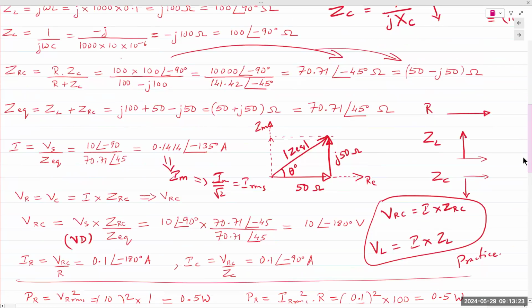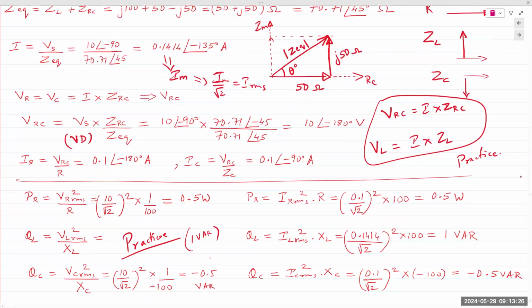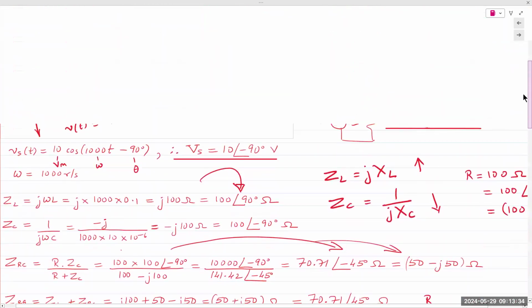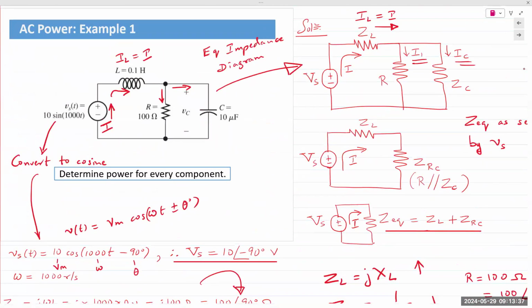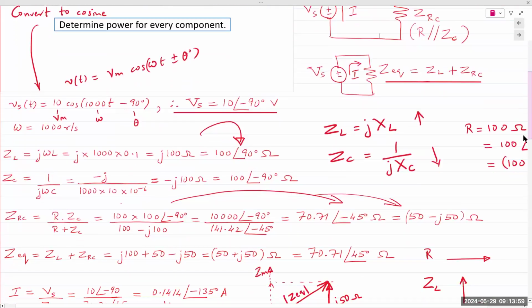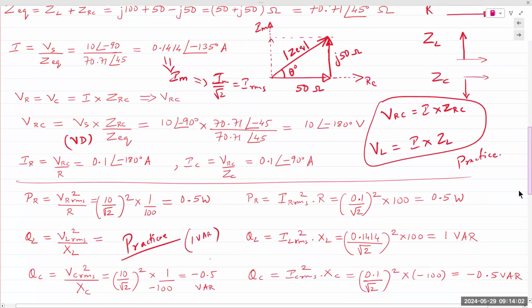All right, so let's see what we do next. So we have total current I. After that, we can find the voltage. If you back it up, total current I is coming from Vs going through Zeq. It is also flowing through the inductor and the parallel combination of the resistor and the capacitor, ZRC. So we apply Ohm's law, and you can find the voltage across the inductor as well as the voltage across the resistor and the capacitor combination.